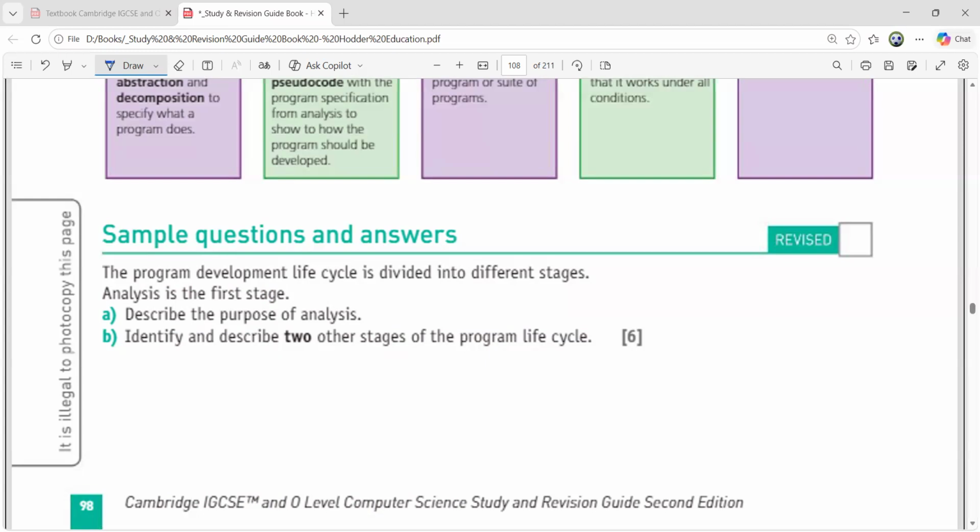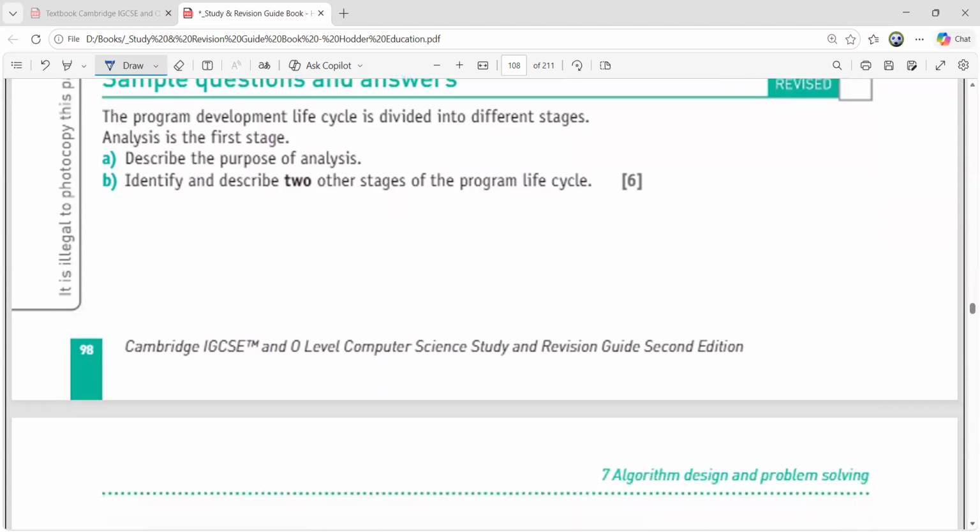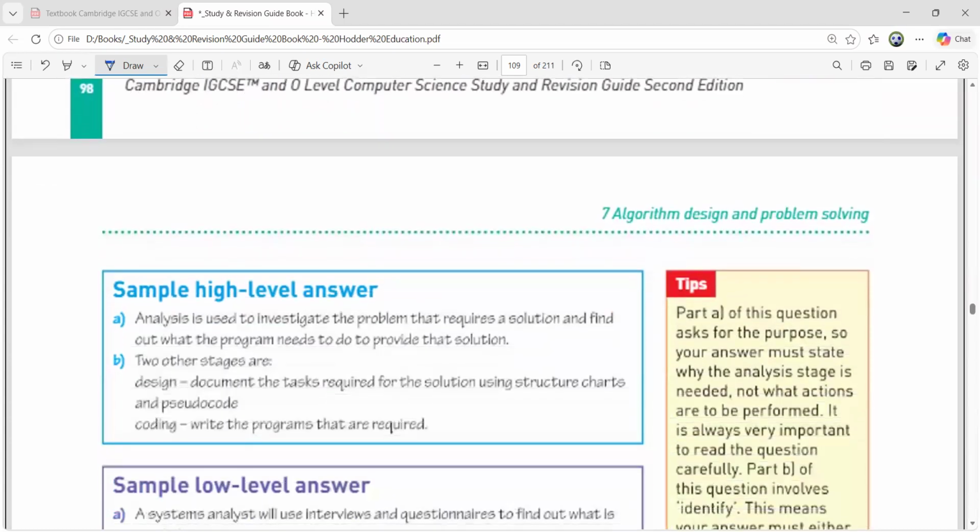PDLC is divided into different stages. Analysis is the first stage. Describe the purpose of analysis. Identify and describe two other stages of the program lifecycle. And here we can see a sample high-level answer. Analysis is used to investigate the problem that requires a solution and find out what the program needs to do to provide that solution. That is a very brief and concise description of what analysis is.